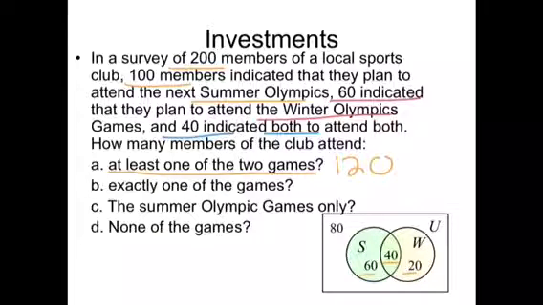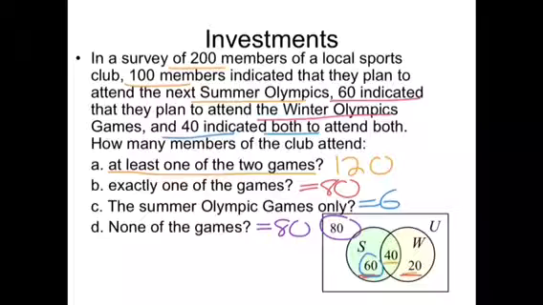Exactly one of the games. So they only went to the Winter or they only went to the Summer Olympic Games. So we have the 60 and the 20, giving us 80. They went to the Summer Olympic Games only. So again, that would be just this group. And then lastly, we have those that went to none of the games. So that's the outside portion.